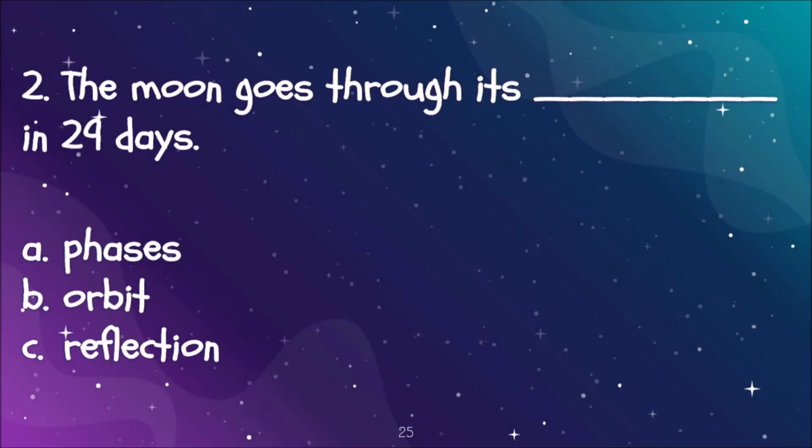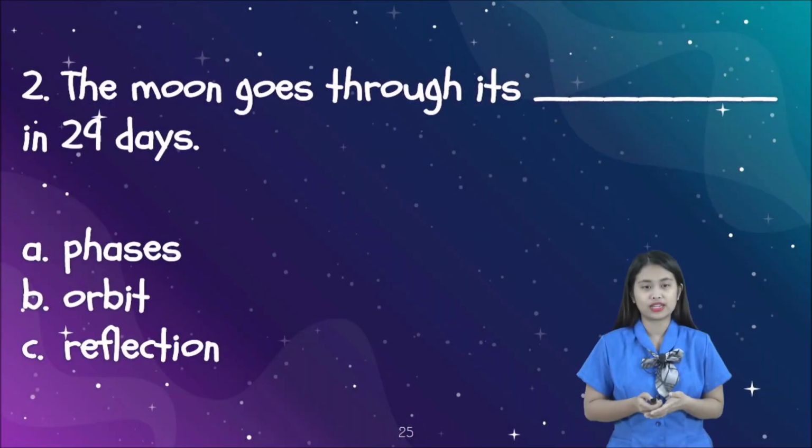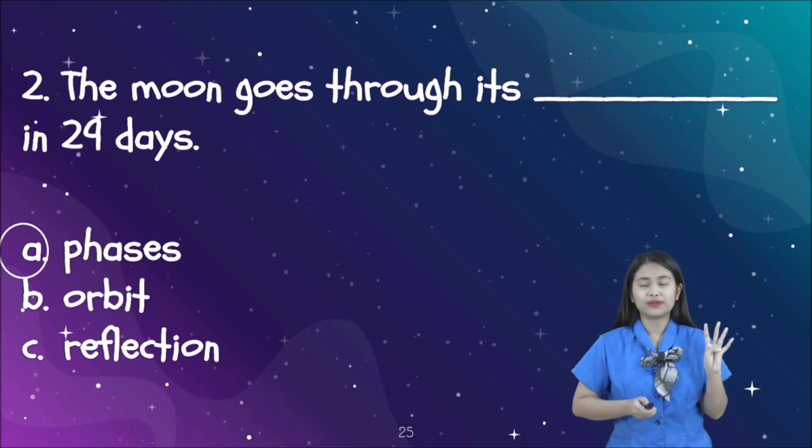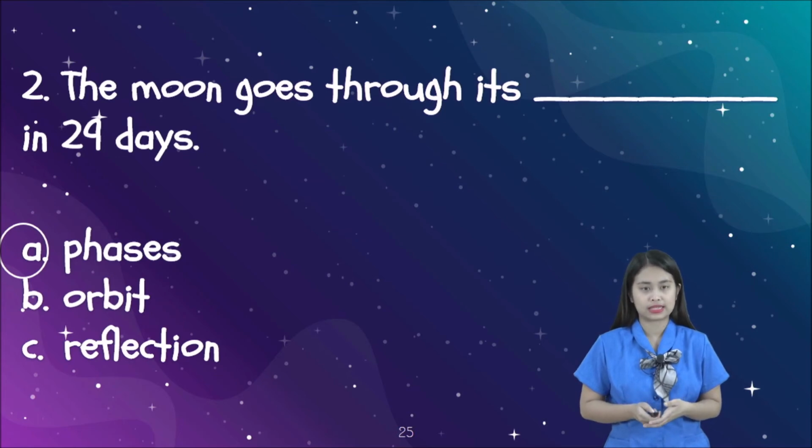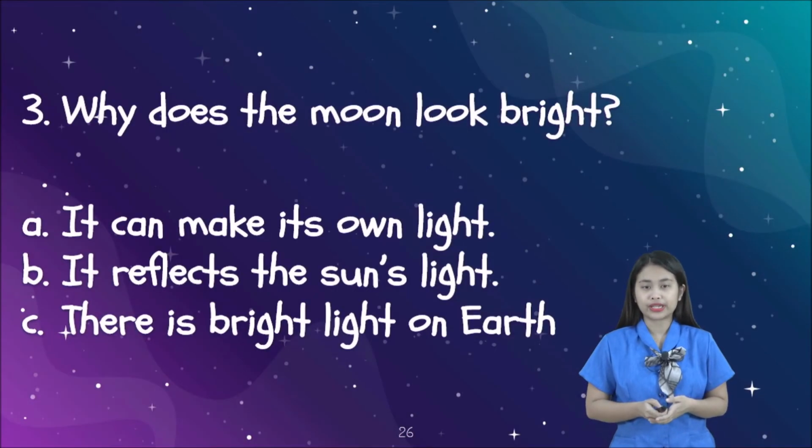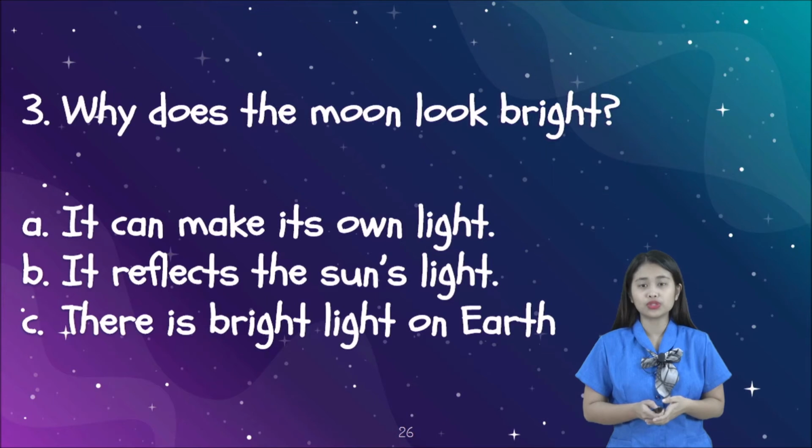Number 2, the moon goes through its blank in 29 days. A, phases, B, orbit, or C, reflection? It is letter A, phases. As I've said a while ago, the 4 main phases of the moon will go through in 29 days. Number 3, why does the moon looks bright?